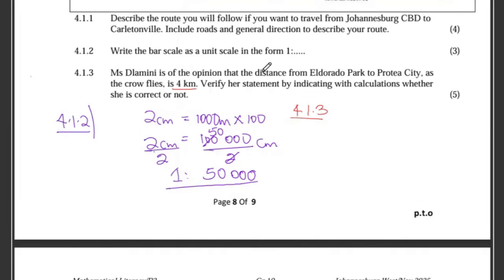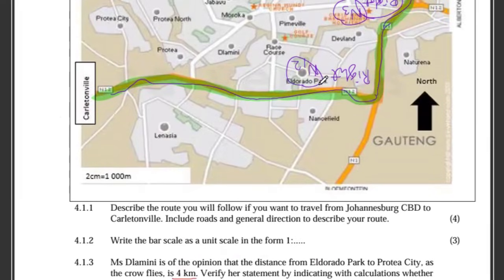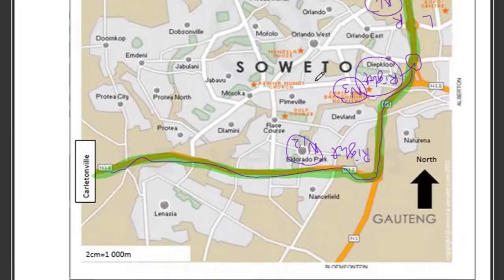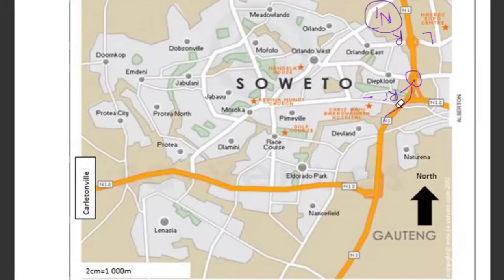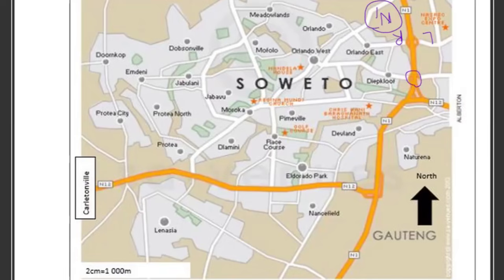As you are grade 10, you're going to measure. First and foremost, you look for these distances. Look for the distances that we have. The distance between Heraldo Park and Protea City. So you're going to measure. You put your ruler here. This is Heraldo Park. Put your ruler here up to here. Protea City here. All right, understand?